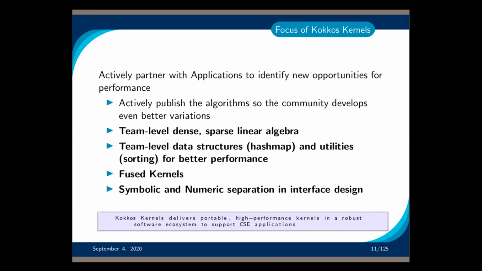What do I mean by the team level? You have a parallel for that you are working on for different sets of rows, different sets of elements, and then you want to call a linear algebra kernel or a data structure inside the parallel for. You want to do a matrix multiply, you want to do sorting within that parallel for, and this is not well optimized. But this was one of the important application requirements, and we support that in Kokkos Kernels. And, like I said before, we are working with vendors so that they support it in the future as well. And then fused kernels.